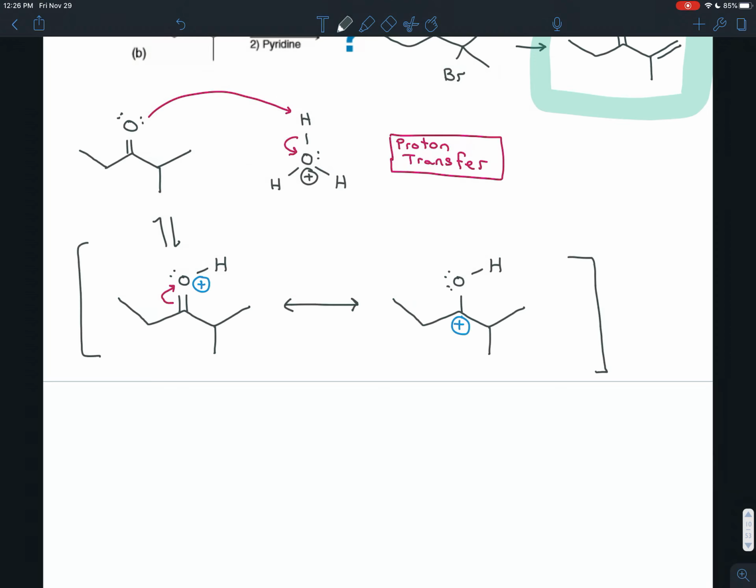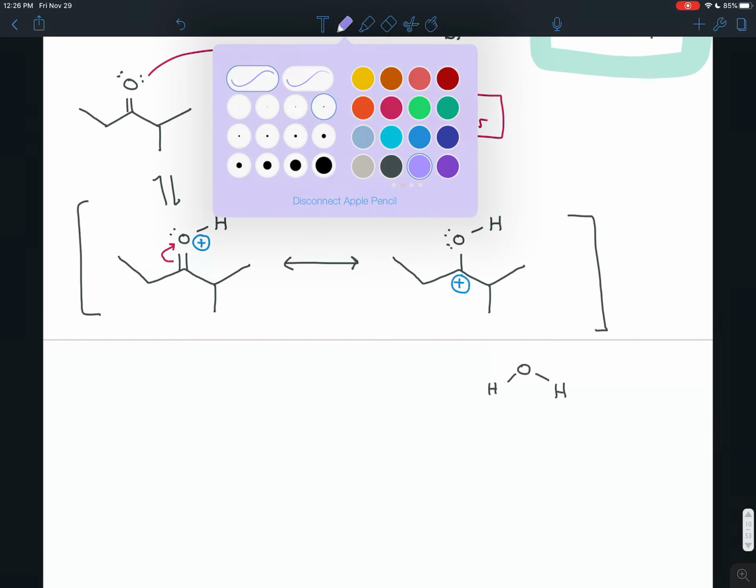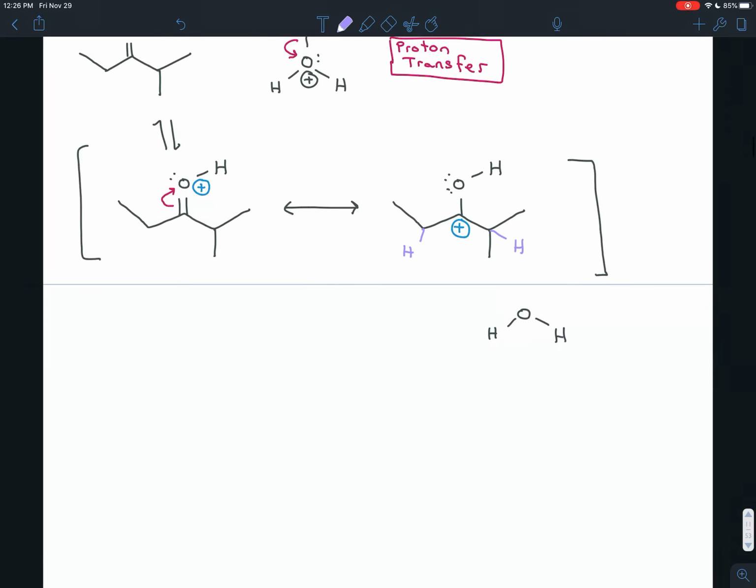The water from the first step comes in. And this is where you have to decide which alpha carbon you're going to use. There are hydrogens on both alpha carbons. Let's think about what happens in each case. Let's imagine this happening in two different cases. Let's say that it steals this hydrogen here.